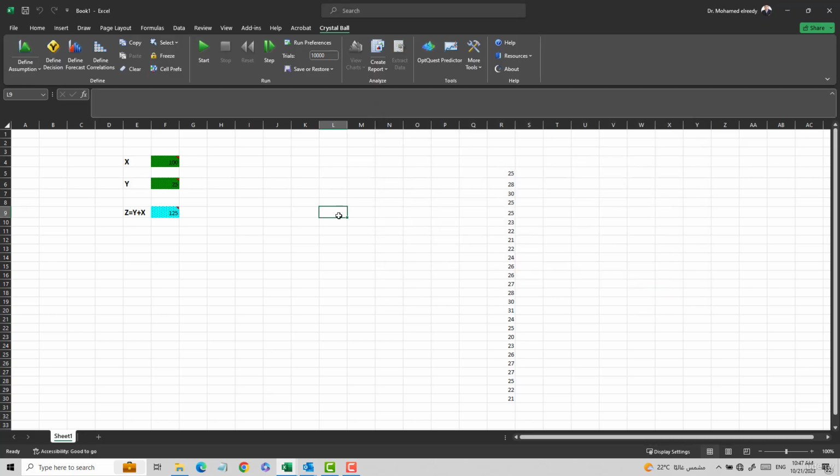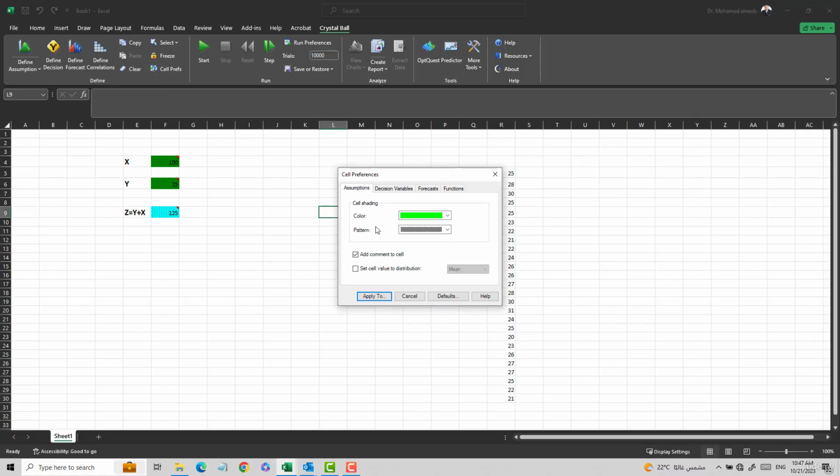We have another very small item I need to clarify, about the cell preferences. It's general, according to the assumption color. If you have decision variables, defined decisions, forecasting, functions, and so on, we take the mean value for the distribution, decision variables, assumptions, and so on. So this is all about the correlation, fitting, and correlations.